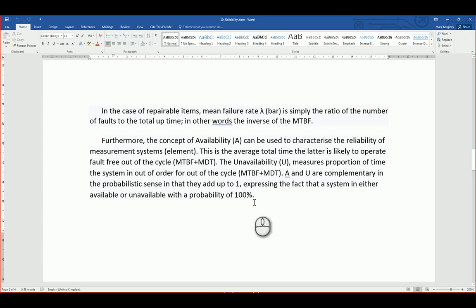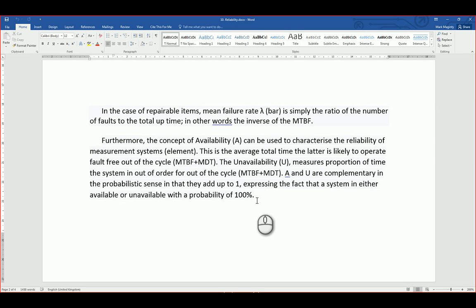Furthermore, the concept of availability, which is A, can be used to characterize the reliability of a measurement system or element. You can do each element separately and get a combined total, which would be the system. This is the average total time the latter is likely to operate fault-free out of the cycle, which is the mean time between failures and the mean downtime added together. The unavailability, therefore, is the measured proportion of time the system is out of order of the cycle time.